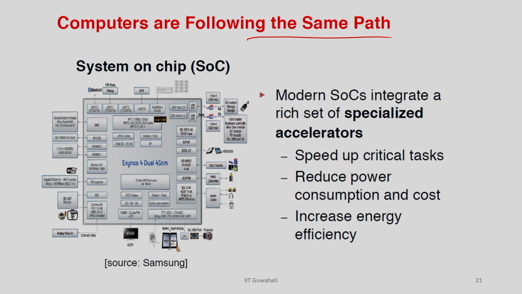It must be very fast because it is developed for doing only that one job. It will speed up the critical task because I know how to take care of the particular difficulty of a particular job in that particular chip. It will reduce the power because it is doing only one thing. It is small, not comparable with a general purpose processor, and it will also increase the energy efficiency.